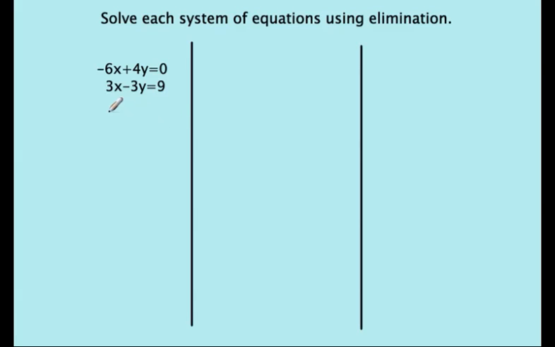So what I see here is that this 3x is half of the 6x. So we can multiply this 3x equation times 2, and then it'd be able to be eliminated with the other equation. So let's do that. That would give us 6x minus 6y equals 18. We won't have to make any changes to the top equation. Negative 6x plus 4y equals 0.